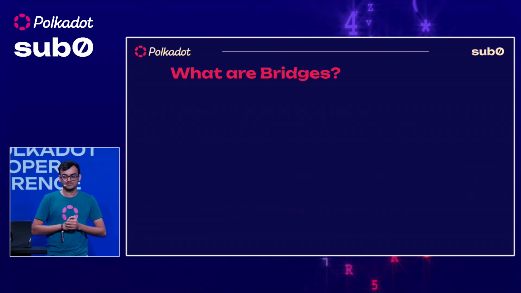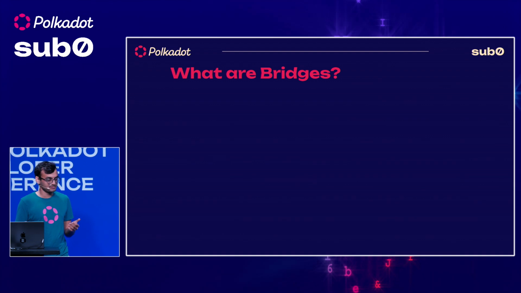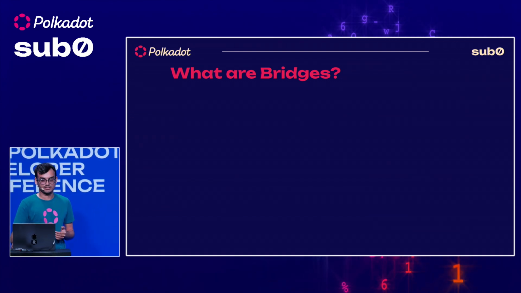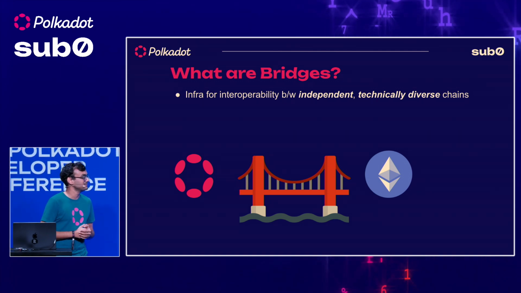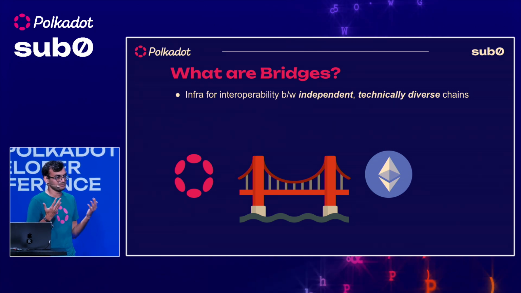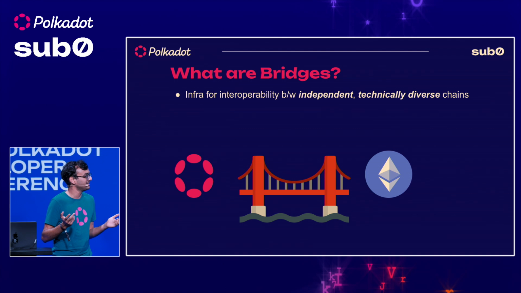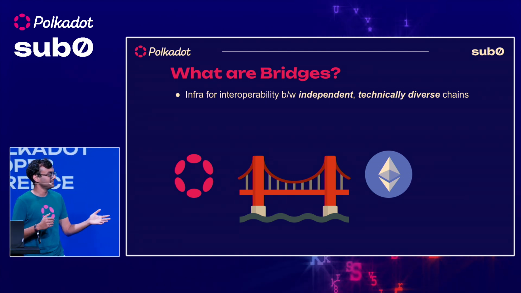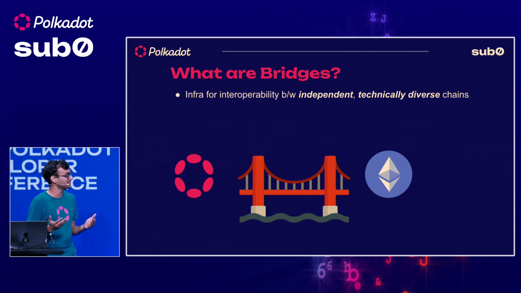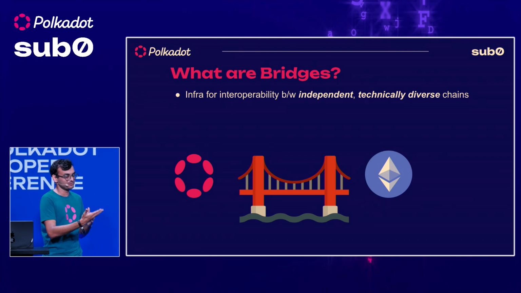I know this is the builder space, but just so that we are all at the right level of abstraction, what are bridges? As in the physical world, bridges help connect two siloed regions. That's exactly the same even in the blockchain world. It's a piece of infrastructure which facilitates interoperability between independent, technically diverse chains. Polkadot and Ethereum have different consensus mechanisms, different layers of networking and so on. So it's hard for one chain to listen to the other chain or communicate with the other chain.